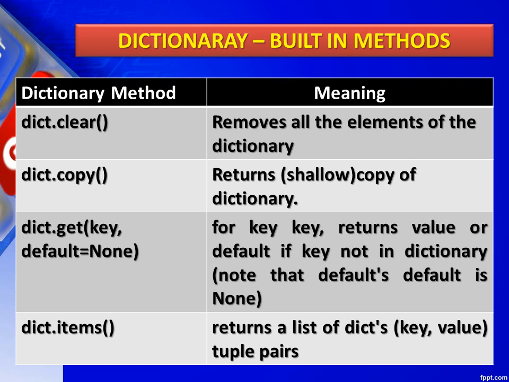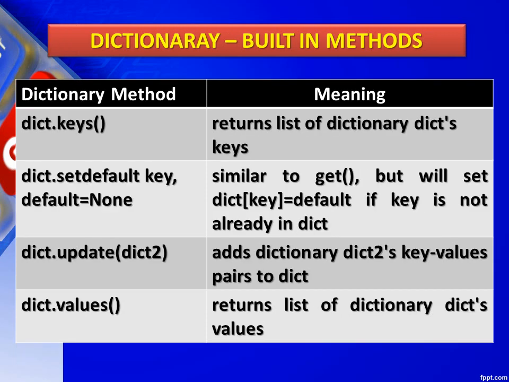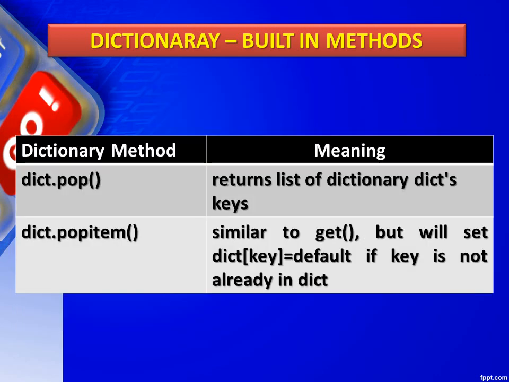Dict.items returns a list of the dictionary's key value tuple pairs. Dict.keys returns a list of the dictionary's keys. Dict.setdefault(key, default) is similar to get, but it sets dict[key] equal to default. Dict.update is to update the values. Dict.values is to return all the values in the key pairs. Dict.pop is to remove the value, returns the value for the key, and similarly popitem.